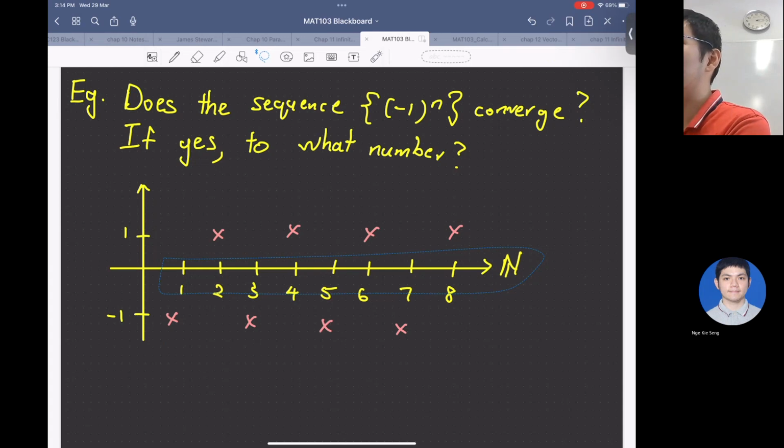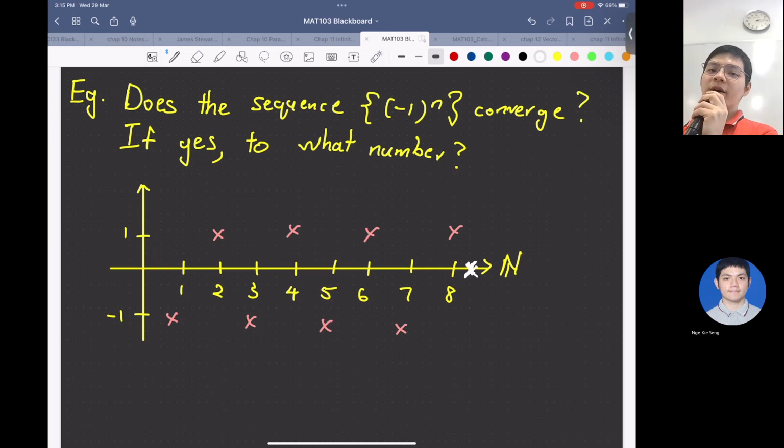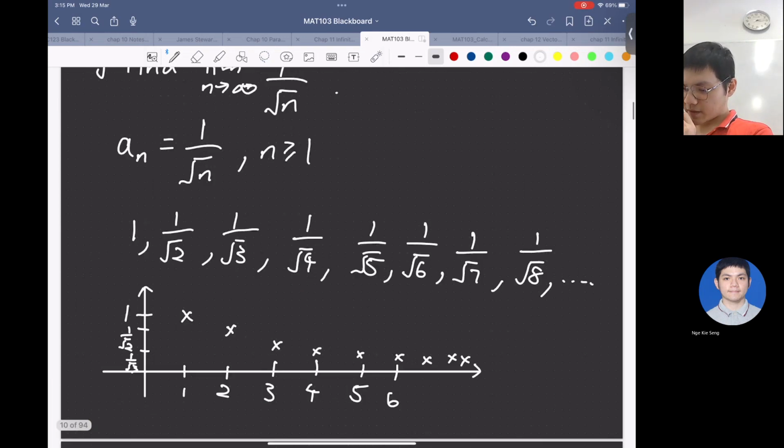0, converge to 0. Okay, so let's say if we say it converges to 0, is it true? What's the definition? Whenever we talk about this thing, we should always go back to the definition. Definition says what?